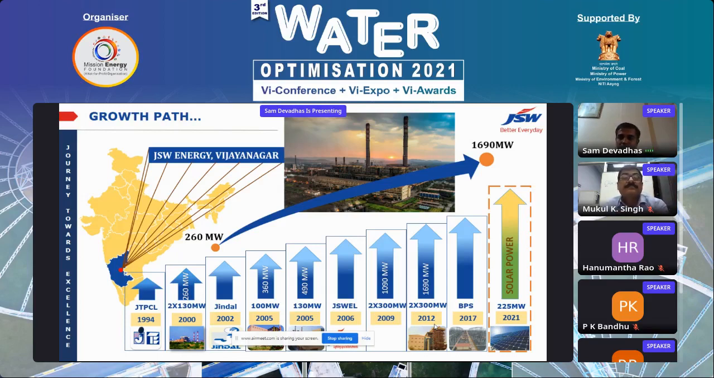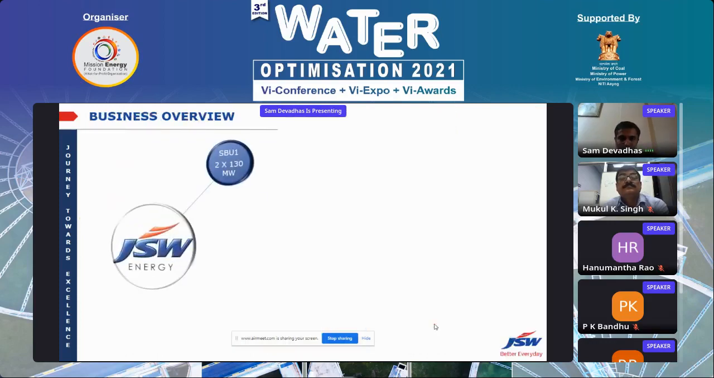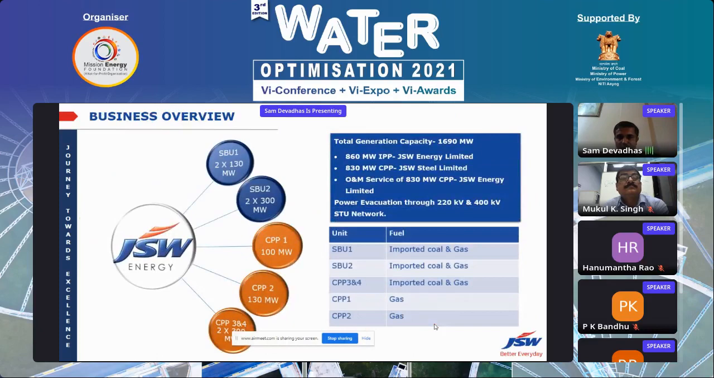With our commitment from top management of being a green power company, we have started a 225 megawatt solar plant, which we are going to commission by the end of December. Another 1400 megawatt of wind is also in the pipeline. This is our business overview.